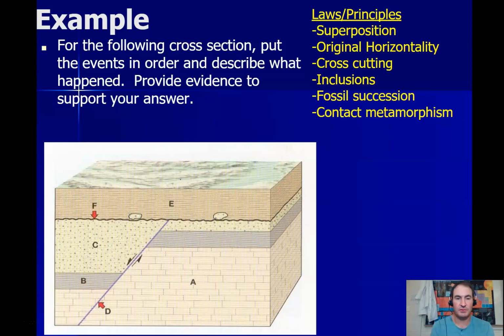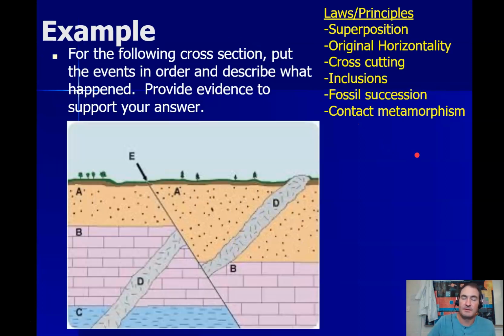And so which one is older? Well, just based on superposition, we'd say F is happening in layer C, that erosion event, and then E is on top, so E is going to be the youngest layer here. We can also use the chunks of C that are in layer E. Because of the principle of inclusions, we know that E is younger than C because there are chunks of rock C inside of layer E. So we just used superposition, cross-cutting relationships and inclusions all to help us understand what's happening with these layers and sequence them. Let's do another one.